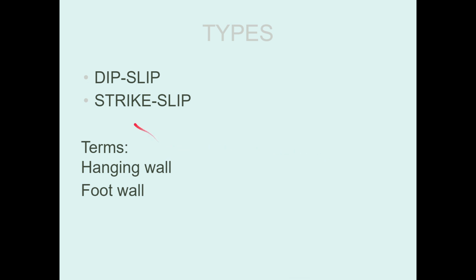There are different types of faults. There's two big categories: dip-slip faults, and strike-slip. There's a bunch of different dip-slip faults, and there are also these terms we need to talk about real quick to help us characterize these different types of faults. These two terms are what's called a hanging wall and what's called a footwall.